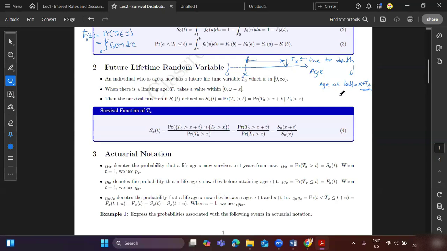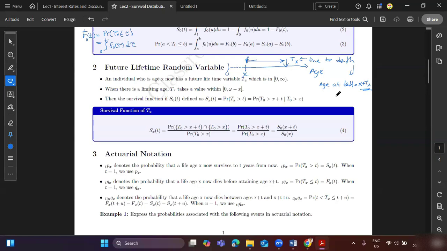So at the beginning, you might face some confusion, but once you get this into your mind clearly, it's easy to work with. So Tx is the future lifetime starting from 0 and goes to the maximum life we can expect, depending on the age. And age at death is the future lifetime plus whatever years that person has already lived. So this is the age. When we are dealing with age, you have to be careful.